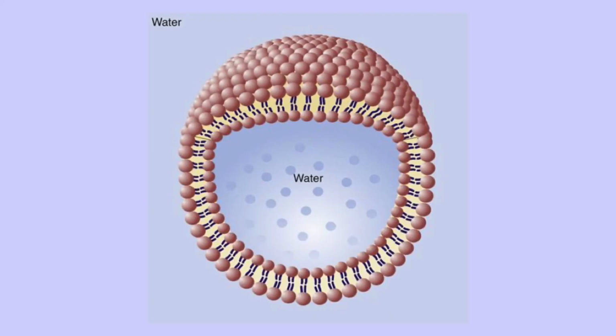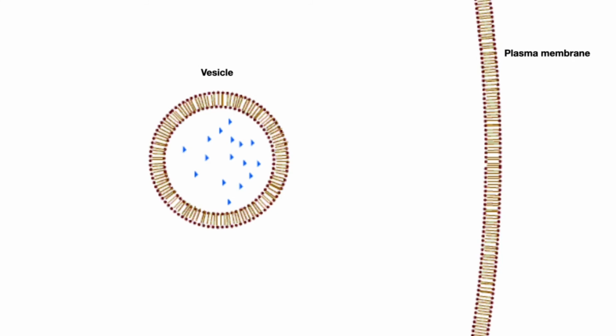In 3 dimensions, it would look a little more like this, with the heads facing the watery exterior and interior of the cell, and the hydrophobic fatty acid tails sandwiched in between the phosphate heads away from the water. Another thing that you need to know is that the membranes that surround the organelles inside the cell are also made of a phospholipid bilayer.